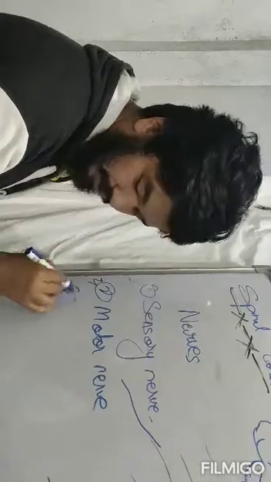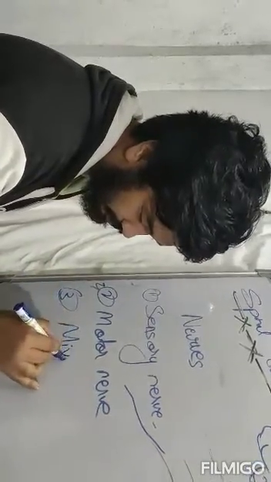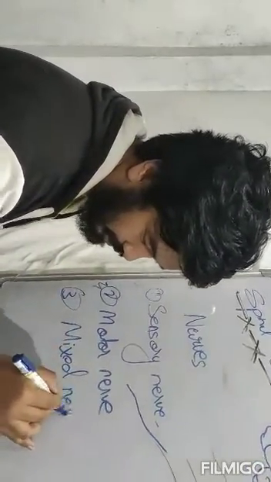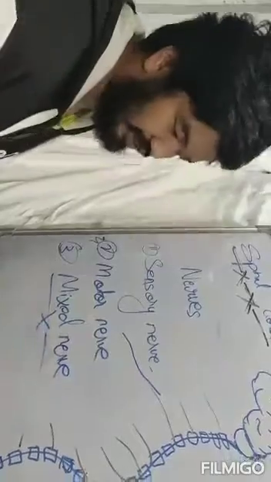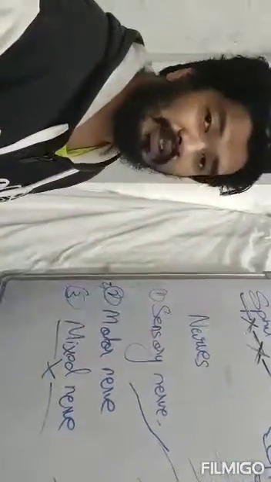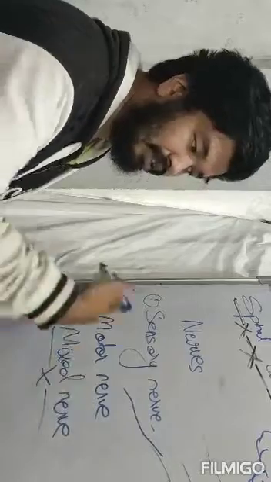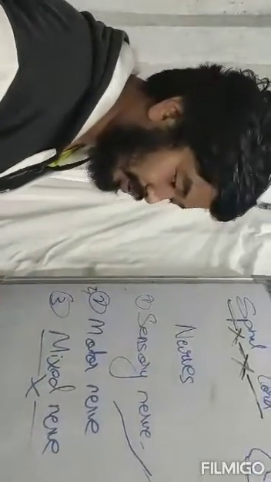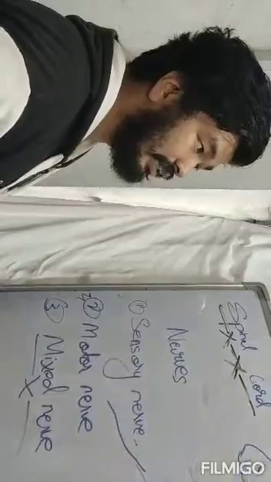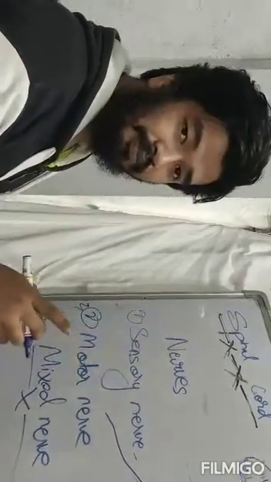And the third one we have is mixed nerve. Now what this mixed nerve does is it does both the functions of sensory nerve and motor nerve. Sometimes it does the work of a sensory nerve, sometimes it does the work of the motor nerve. So with this we have discussed the topic spinal cord.